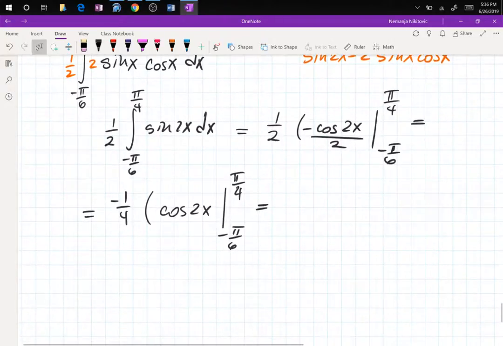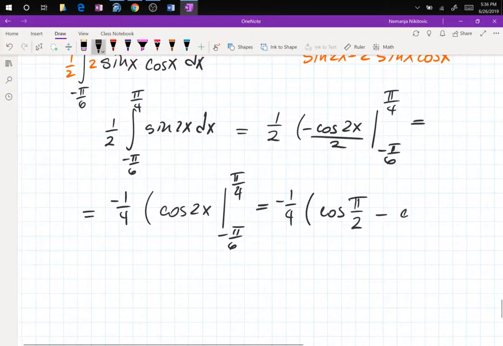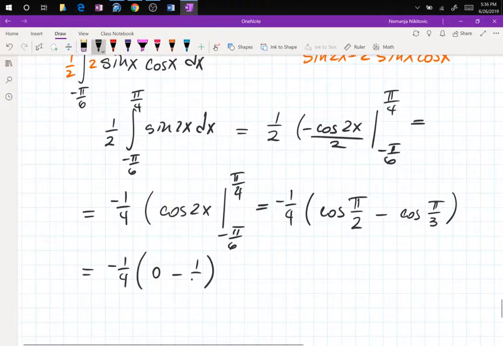So now we're going to plug in the values. We have -1/4 times cosine of π/2, because 2 times π/4 is π/2, minus the cosine of, now cosine is even, so it's going to kill this negative, so cosine of π/3. This is equal to -1/4 times, cosine of π/2 is 0, minus cosine of π/3, which is 1/2. -1/4 times -1/2 is +1/8, as we have foreseen.